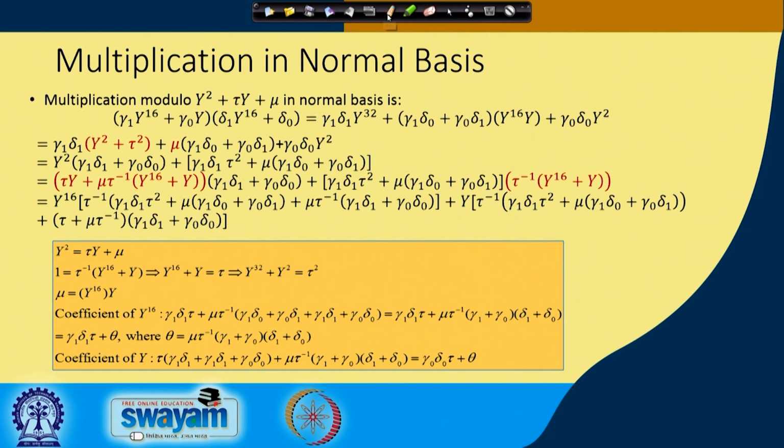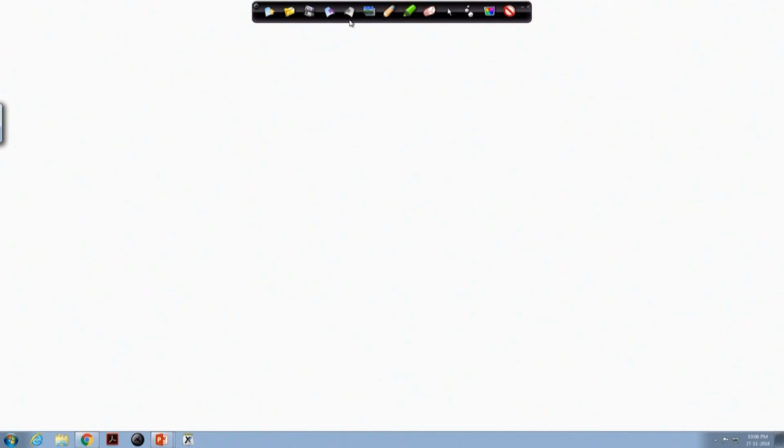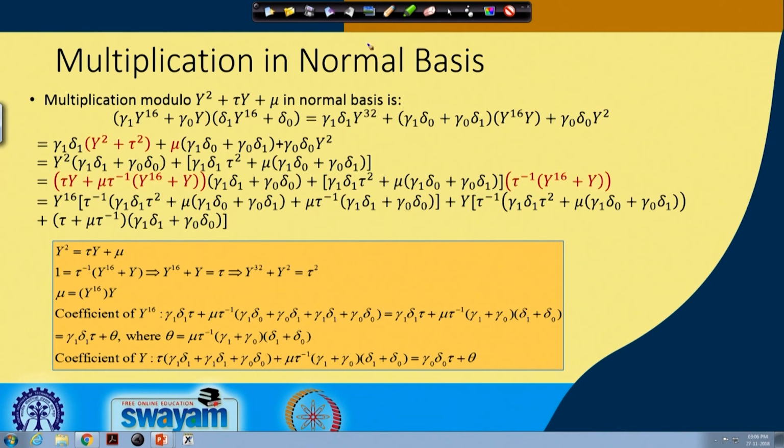Let me just try to do the correction here. We should actually add a y here. So there should be a y here, and therefore I get this term as y power of 16 into y, and this term as y square, because here this and this get multiplied.